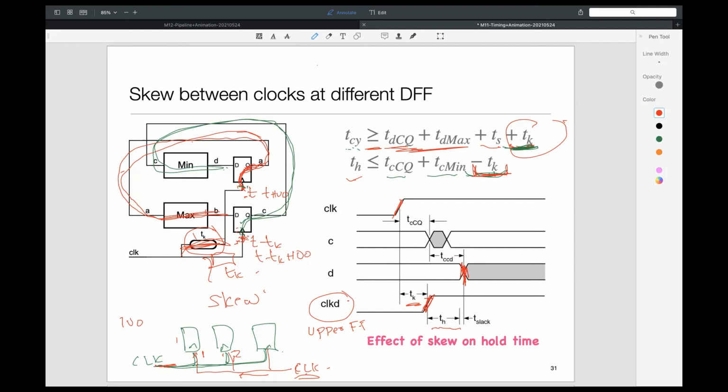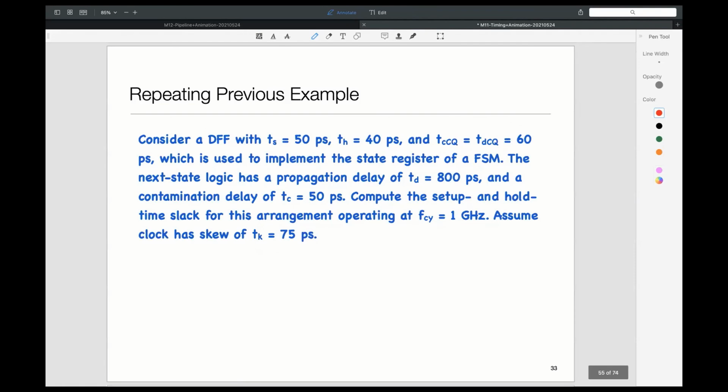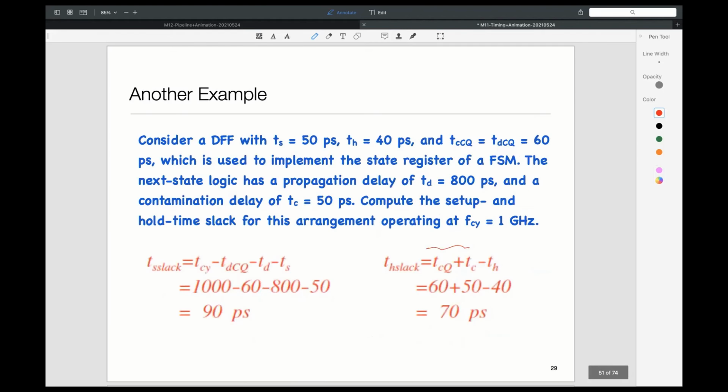I would urge you to work out the case where the bottom flip-flop gets the clock later and see what you get. Any other questions? Okay, so let's work out this example. This is the same example we had before, except now we have a skew of 75 picoseconds, right? We had seen this example before, just to refresh your memory.